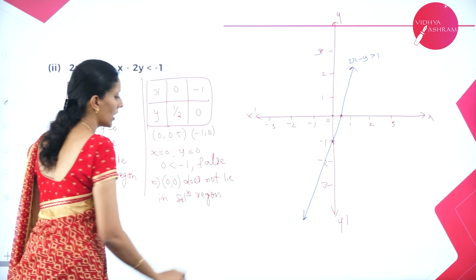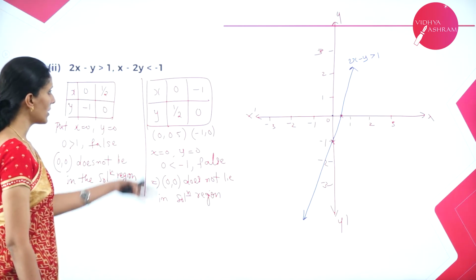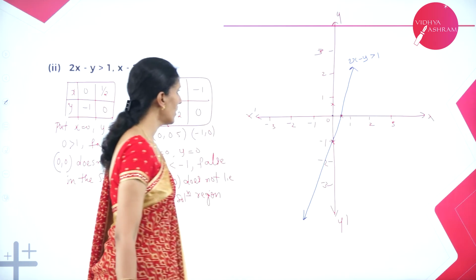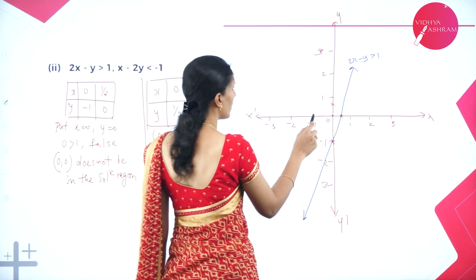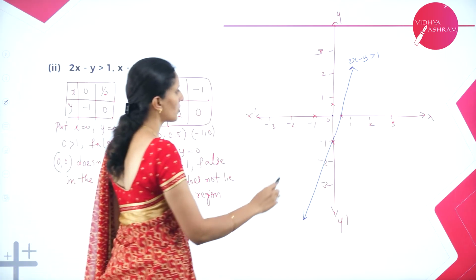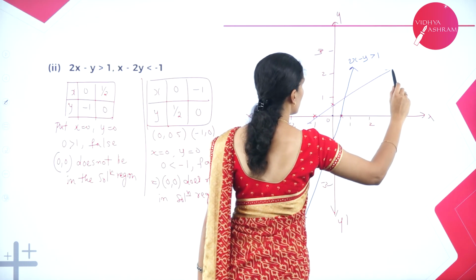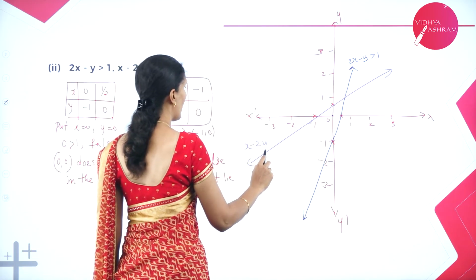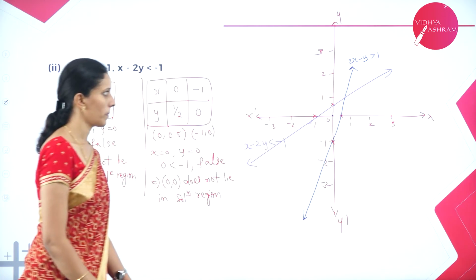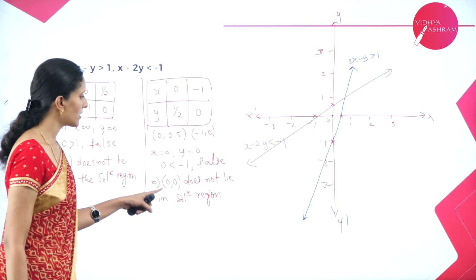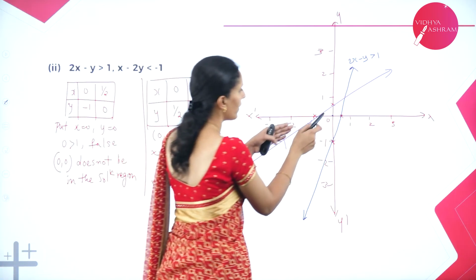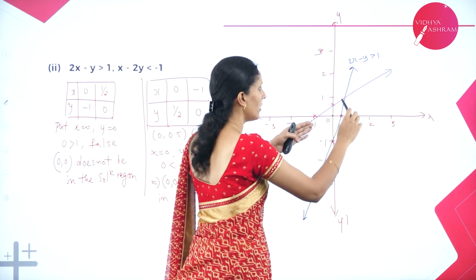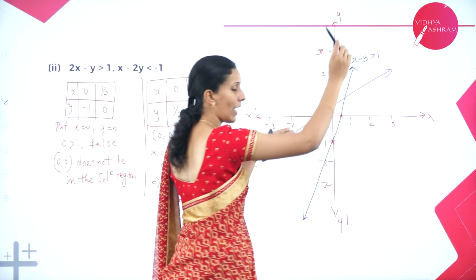So let us see where the solution region lies for this equation. First plot the point, it is 0, 0.5. And another one is minus 1, 0. So this is the line. Now let us draw the line. This is the line whose equation is x minus 2y less than or equal to minus 1. Now clearly you can see 0, 0 does not lie in the solution region. If I shade the below part here, 0 will be included. So I cannot shade the region below the line. So the shaded region will be above the line.